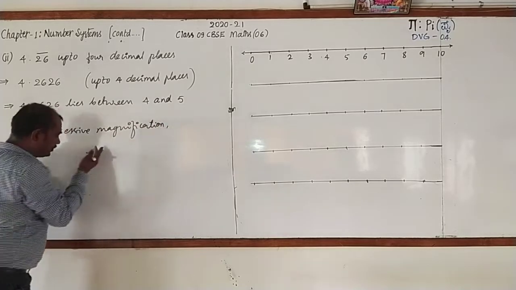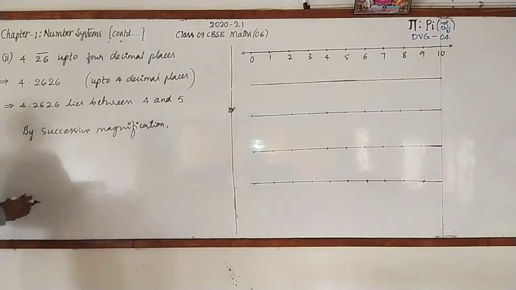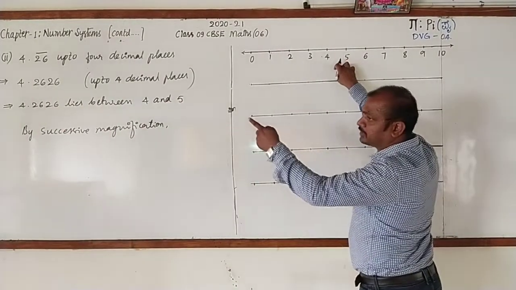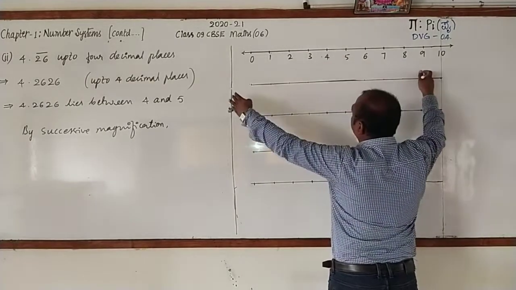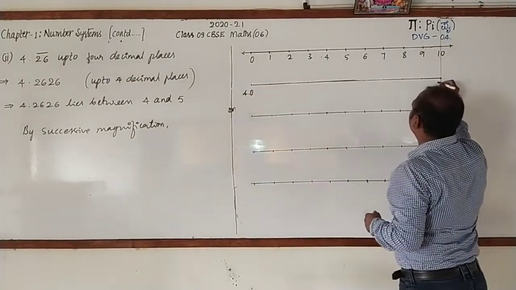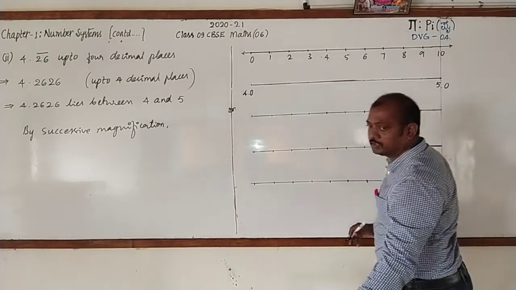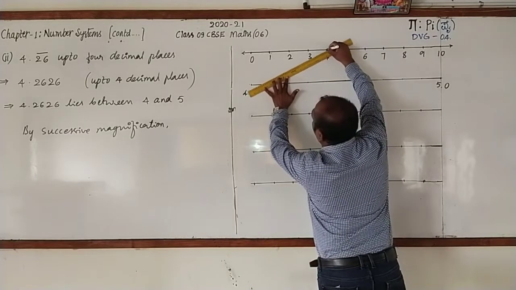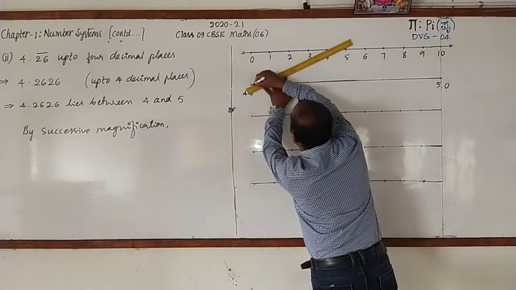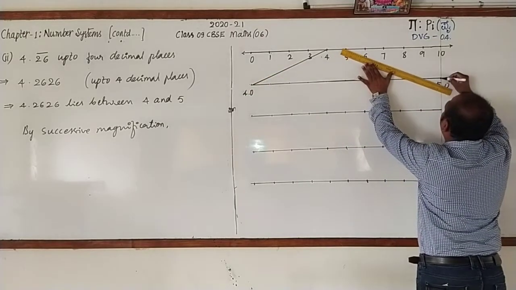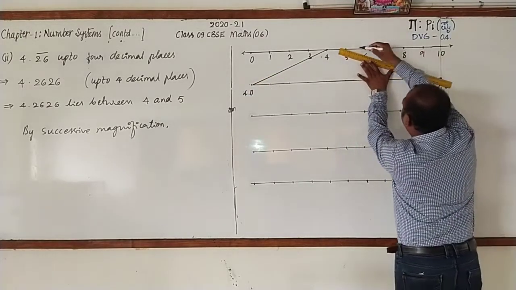So here I don't have much space to show that, hence I have drawn all the number lines there only. Between 4 and 5 the given number lies, hence let us go for expanding it. So here 4.0, here 5.0. Then you have to take a scale from 4 up to this initial point, then from 5 up to this terminating point.